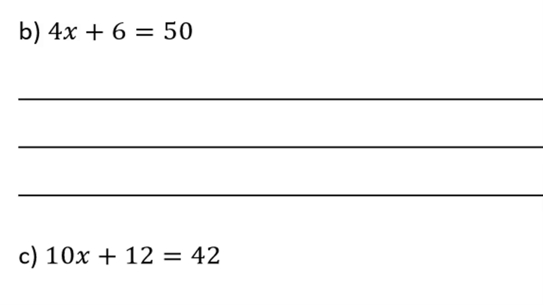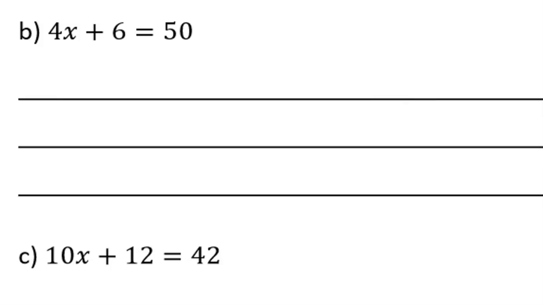Well, let's start by getting rid of this plus 6. Okay, remember I've got to get rid of all the numbers on this side so that I'm just left with x equals a number. That's the goal. Okay, so the first thing we're going to do is get rid of this plus 6. Now, to get rid of a plus 6, we're going to do the opposite of adding, which is subtracting.